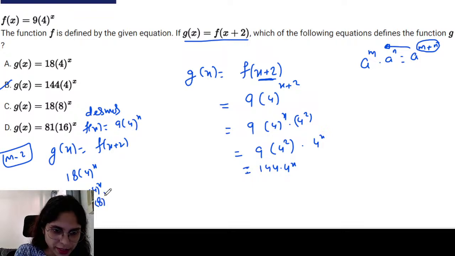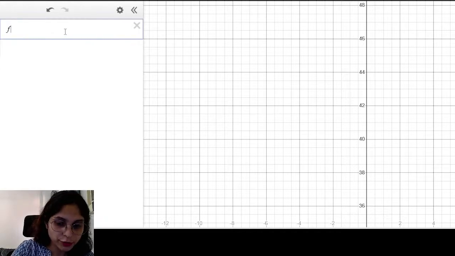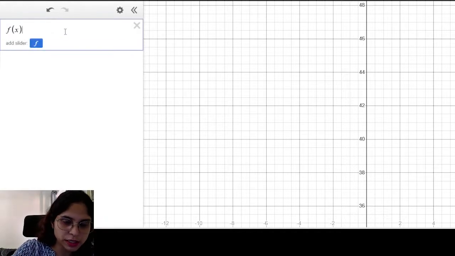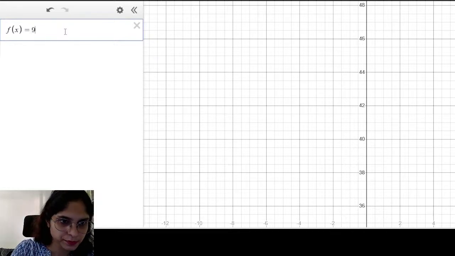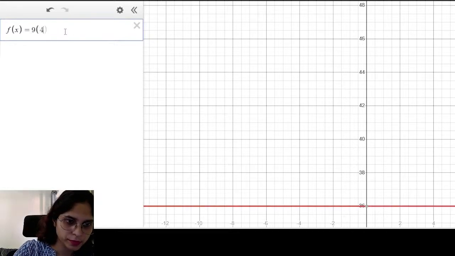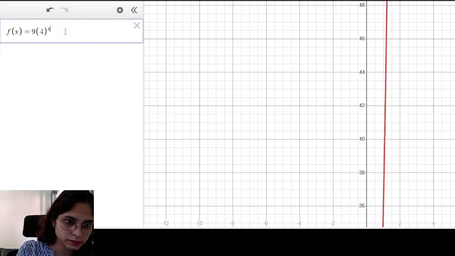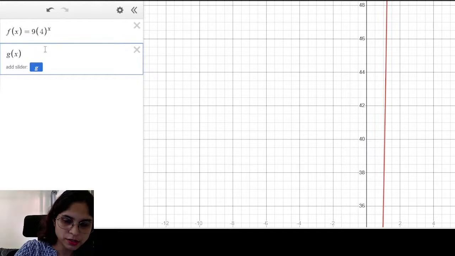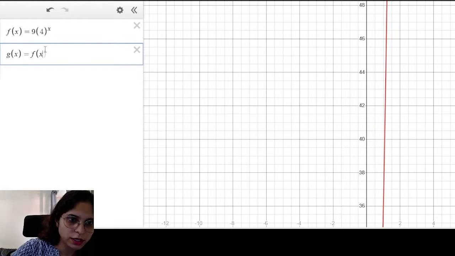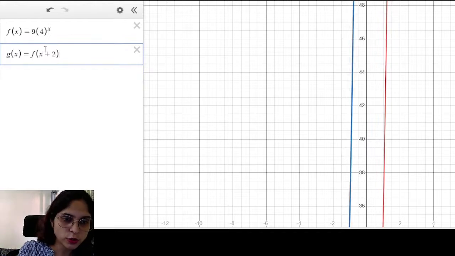18 times a to the power x, because you know nothing. And wherever this one and these match, that is your answer. So for example, you will have to write the entire f of x because g of x is related to this. If you do not know that, you have to replace x with x plus 2. Then g of x is equal to f of x plus 2. You write it as it is and then you write all the options.